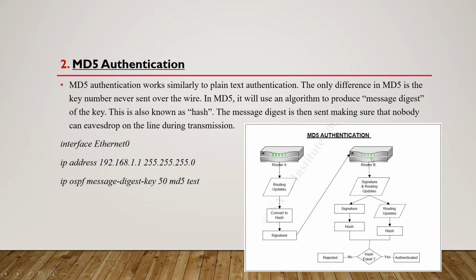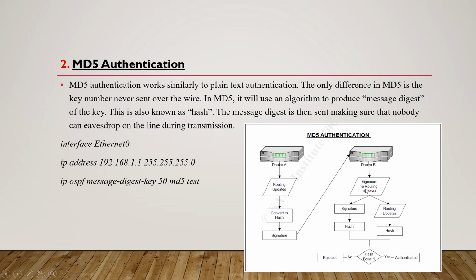Router A and router B are two neighbor routers. First, router A will take the routing updates, convert them to a hash, then convert that to a signature and send it to router B. Router B receives the signature and the routing updates.